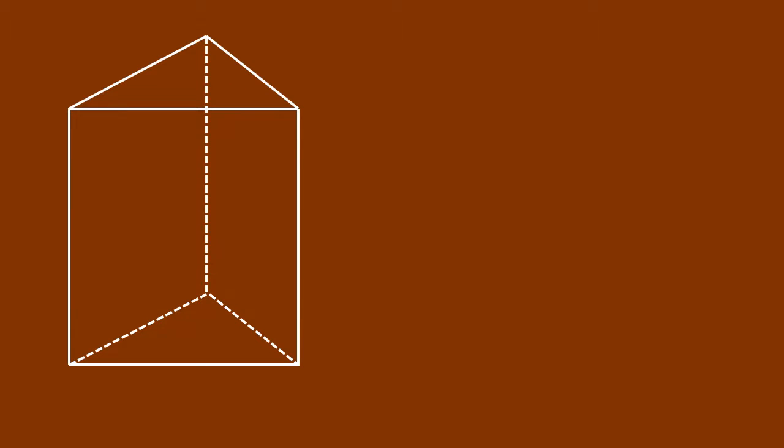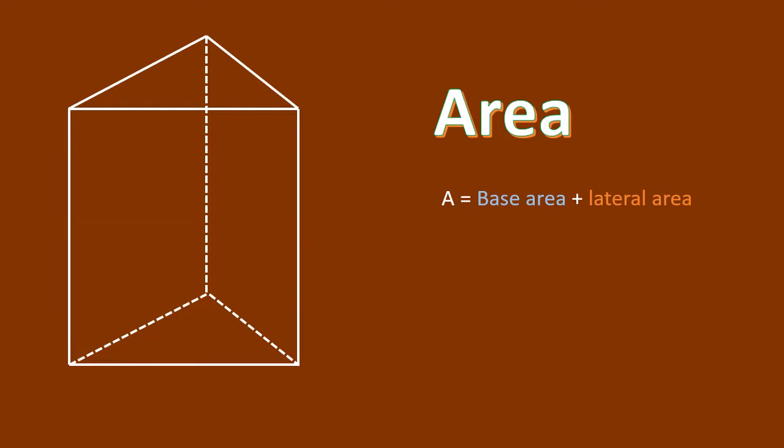We are going to learn about the area of a triangular prism. The area of a triangular prism is equal to base area plus lateral area. It's equal to a half times b times ht plus 3 times b times h. Here the base, here the ht and h.